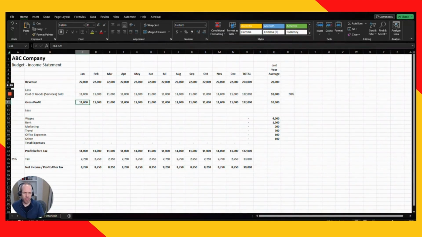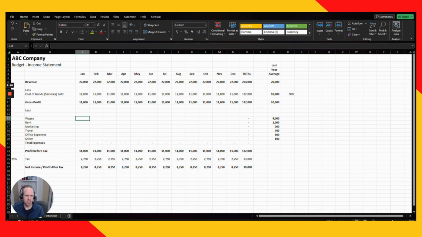Okay, so just to recap where we are, we did the revenue per month. We think we're going to have a better year than we did last year on average. We did the cost of goods sold at 50%, which is what our historical percentage cost of goods sold was, and that gets us to our gross profit. Now let's look at the major expense items as well.